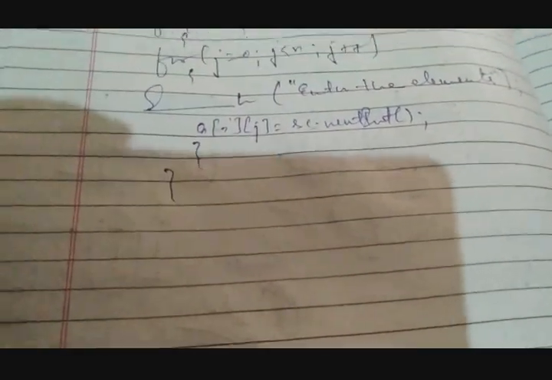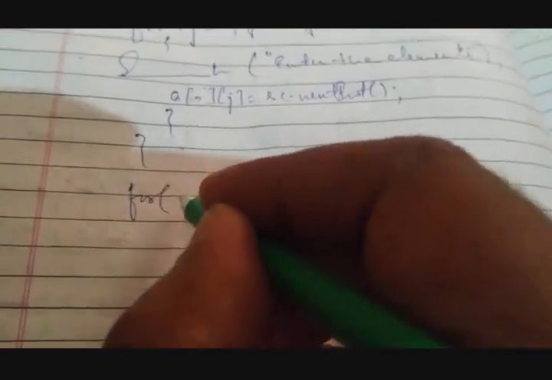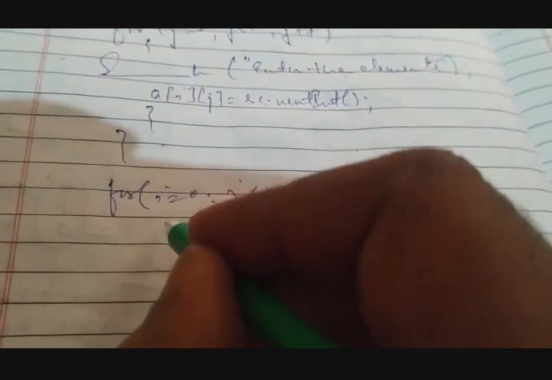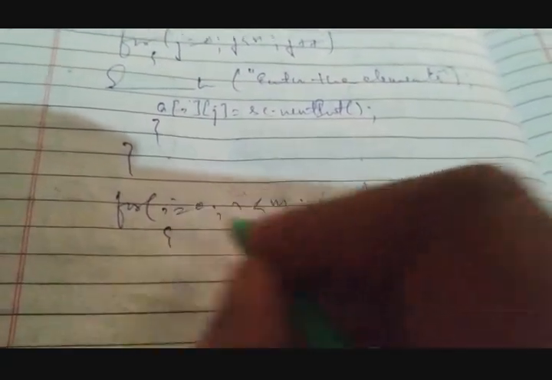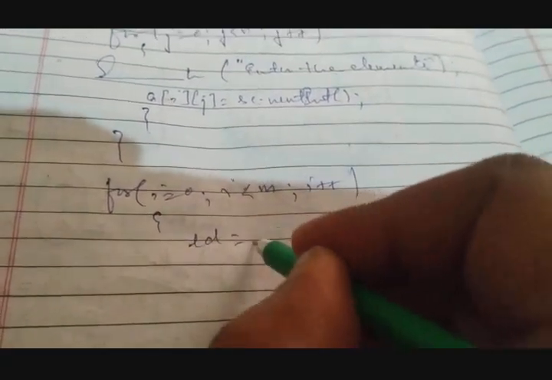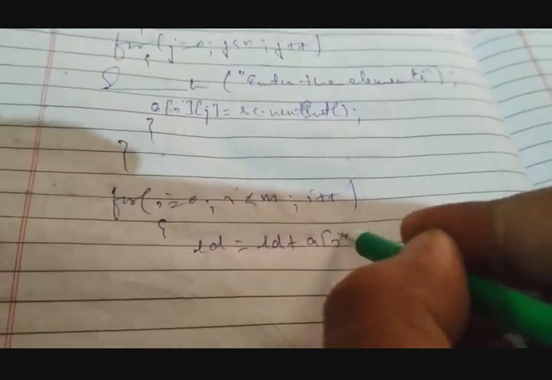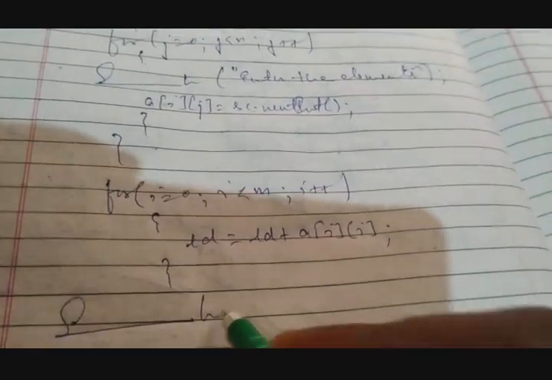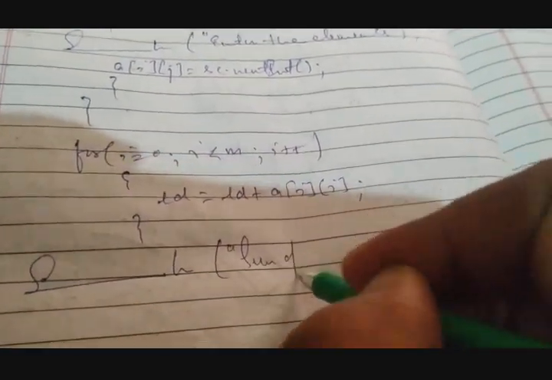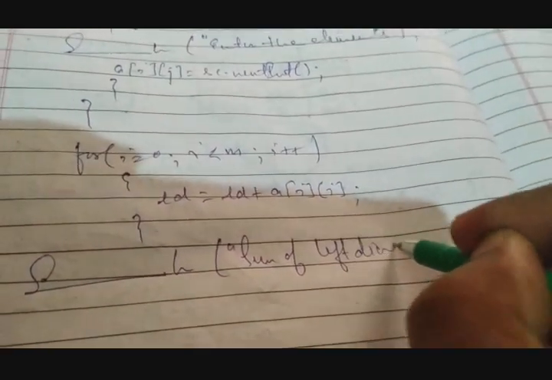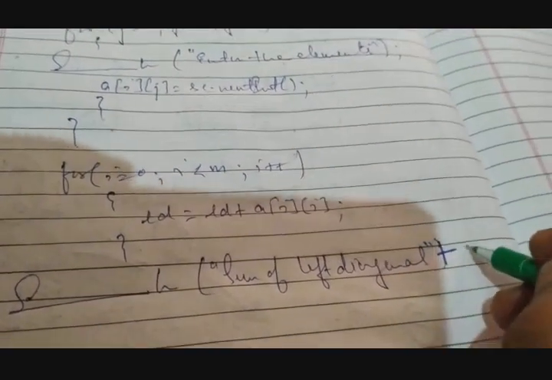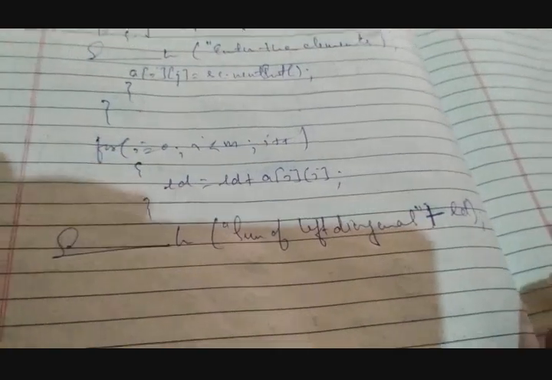Let's implement a simple logic with it. For i equals 0, i less than m, i plus plus. So here we are going with the left diagonal. So left diagonal equals left diagonal plus A of i i. Then print sum of left diagonal plus LD. You got the left diagonal here.